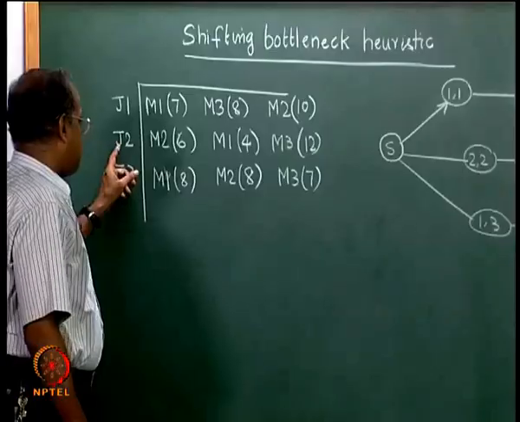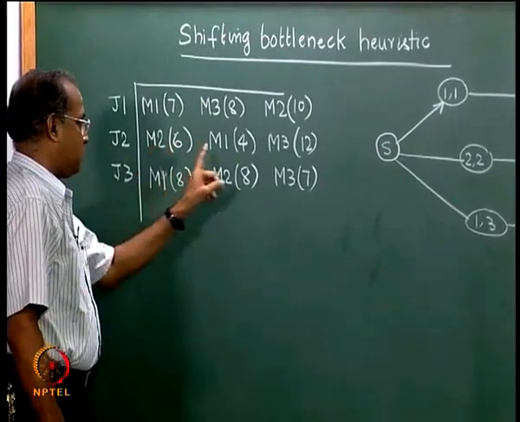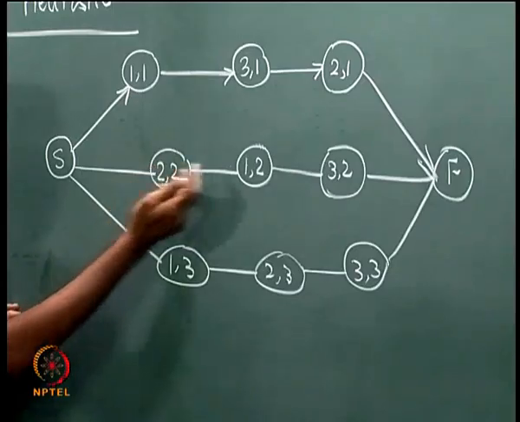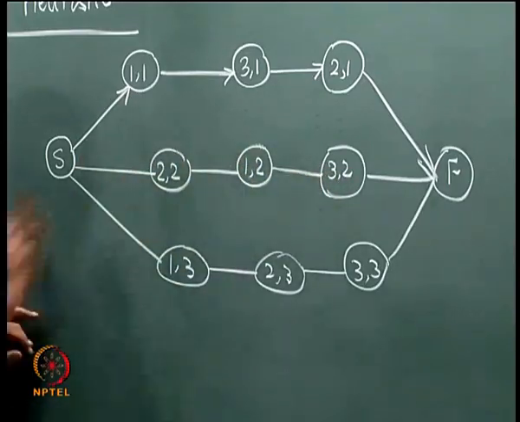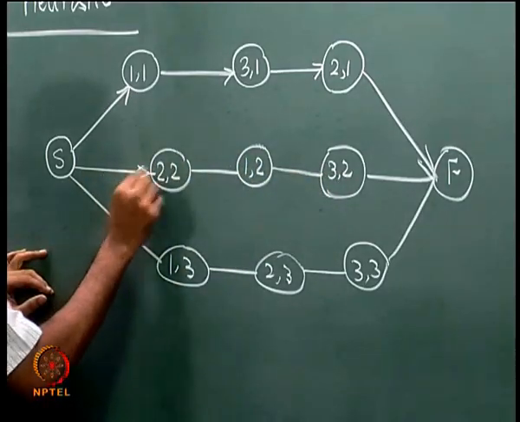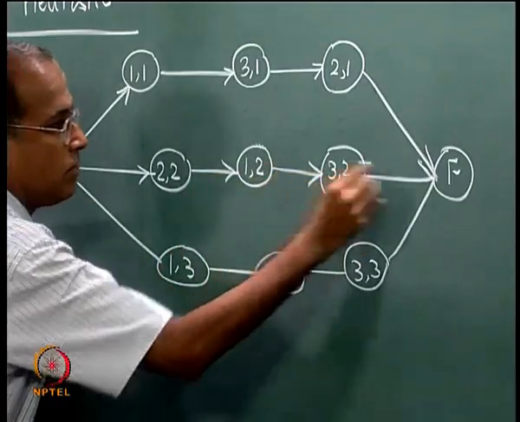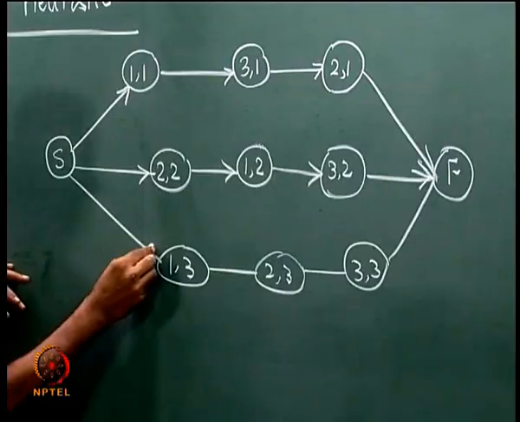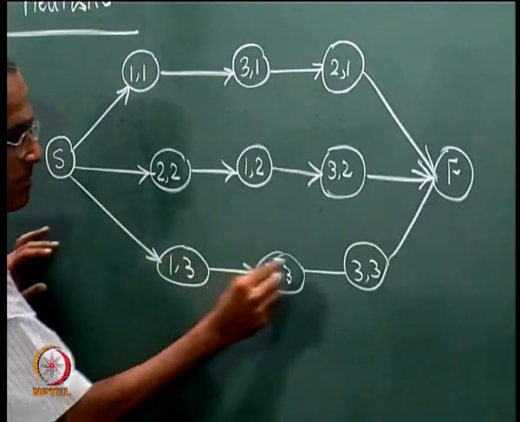Similarly, job 2 first goes to machine 2, machine 1 and machine 3, and therefore the flow of job 2 will be like this, and similarly for job 3 it will be like this.